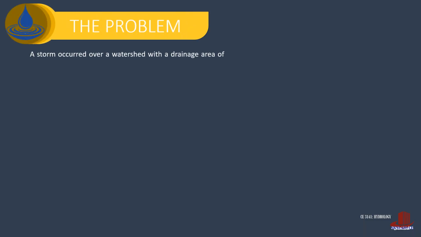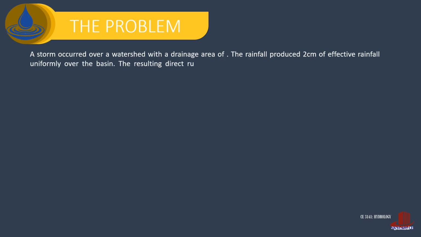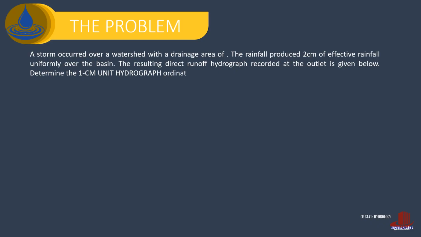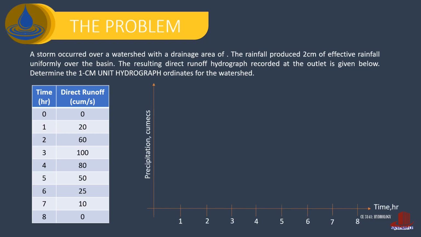The second example involves a storm which occurred over a specific watershed, where the rainfall produced 2 centimeters of effective rainfall, and a direct runoff hydrograph was recorded at the outlet. We are to derive a 1 centimeter unit hydrograph for the watershed.